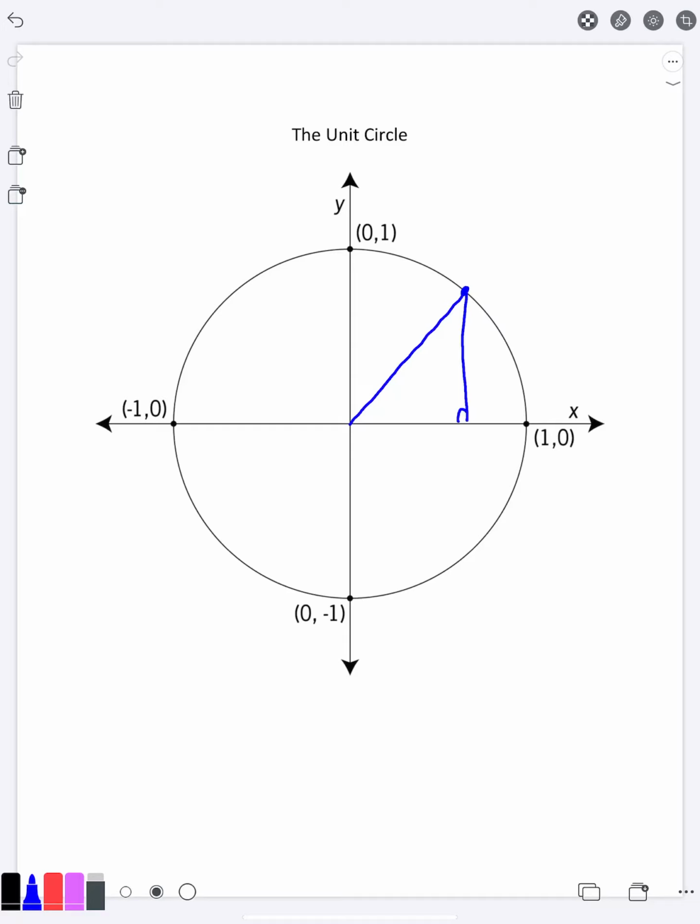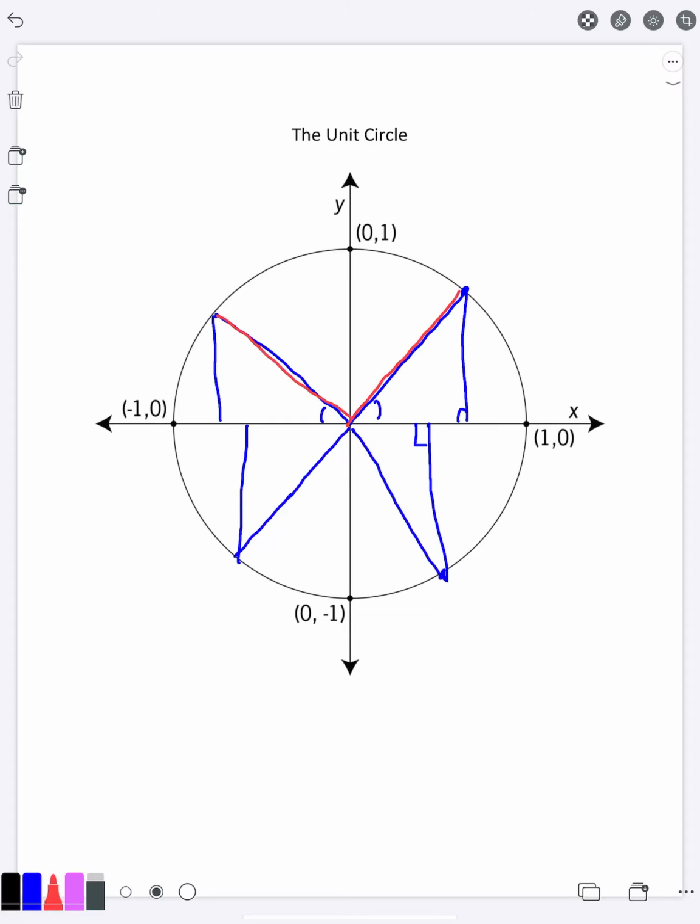like this, or if I draw a triangle like this, or if I draw a triangle down here, or in the fourth quadrant. That's not a very good triangle there, but regardless, for any of these triangles, I know something about the hypotenuse. In every case here, the hypotenuse is a radius of the circle. And so what that means is that the radius is always 1. That's why it's called a unit circle here. And that means that the hypotenuse is always 1.